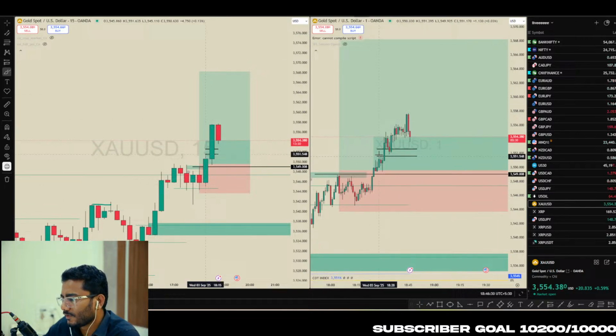Price is just sweeping this liquidity. This candle, if closed bullish, then probably we'll see an upside move. Like we can see an upside move from here.